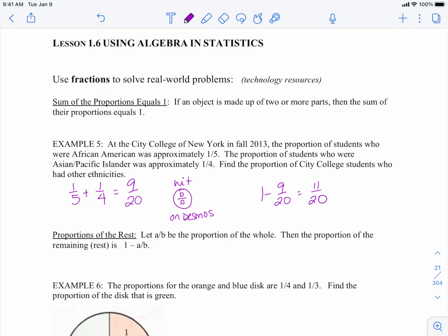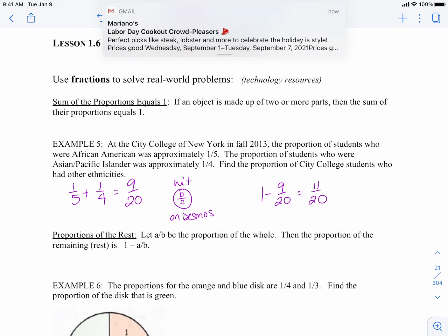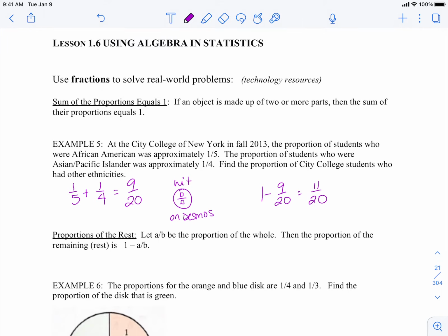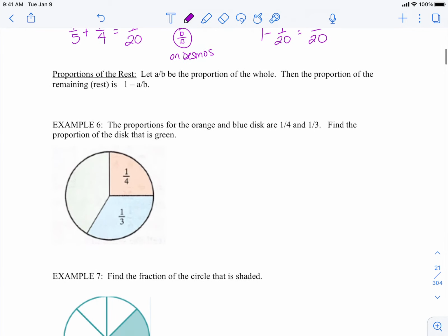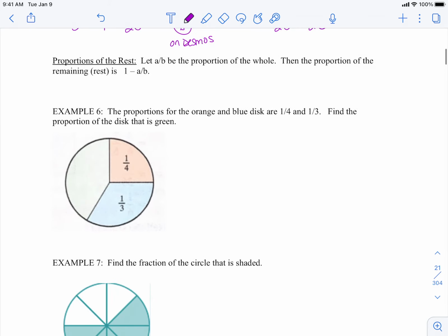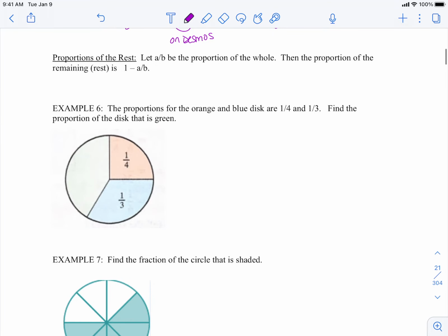So let A divided by B be the proportion of the whole. Then the proportion of the remaining, or rest, is 1 minus A over B. The proportions for the orange and blue disc are 1/4 and 1/3. Find the proportion of the disc that is green.